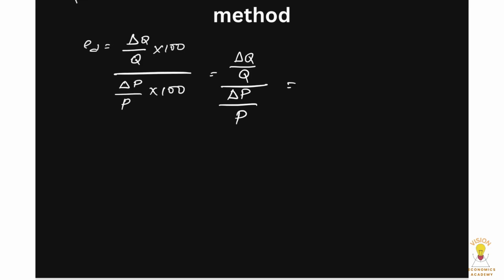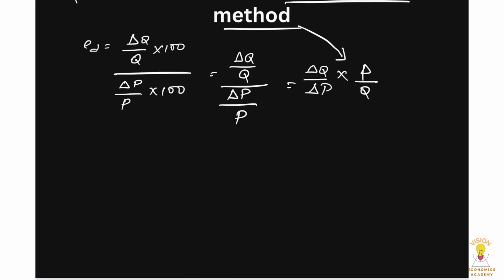Now keeping the rate of change on one side, that is change in Q by change in P on one side, and we keep the relative price and quantity which was there before on the other side, P by Q. Here we get the proportionate method formula.